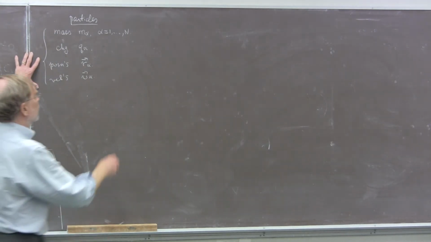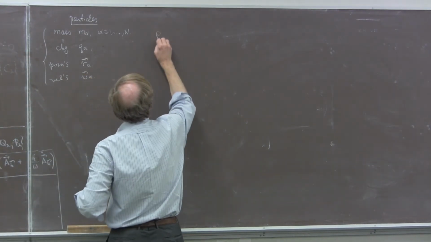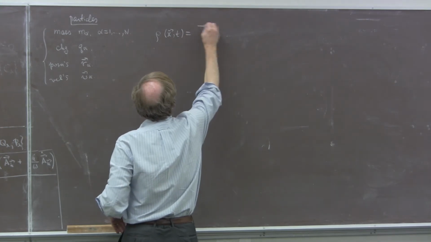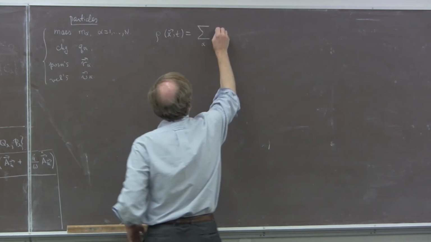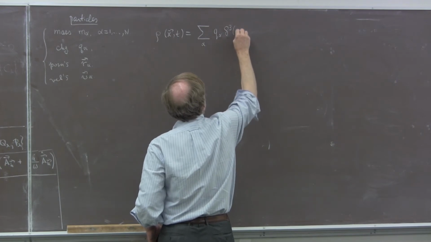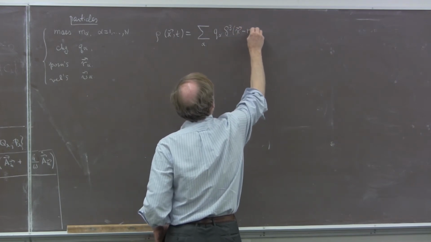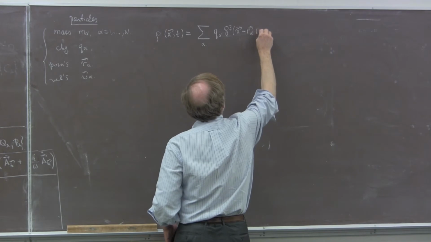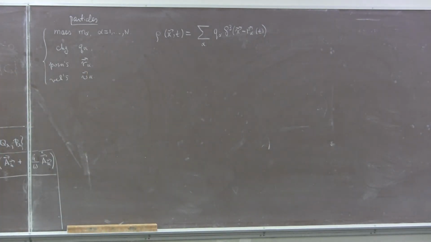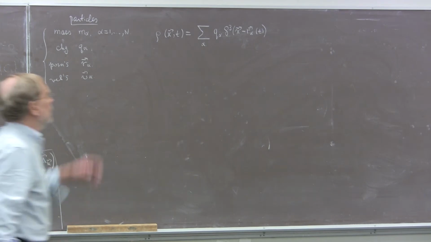If we do this, then the charge density, the rho, which is a function of x and t, is equal to a sum over the particles alpha of the charges q alpha times the Dirac delta function of x minus r alpha, which is a function of time, like this. There's the expression for the charge density.